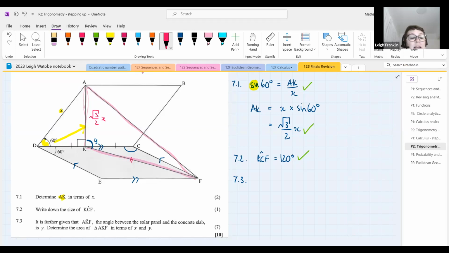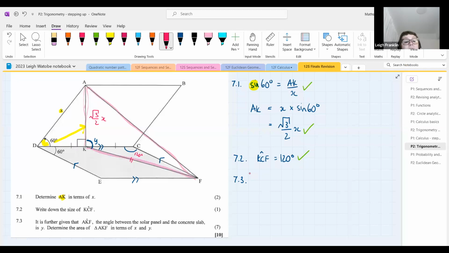So now we have to say to ourselves, okay, we need the length of KF. What else is KF part of? Is it part of another triangle that we know something about that we can start working in? If we have a look at the diagram, the other piece of information that they gave us is that this angle over here is 120.